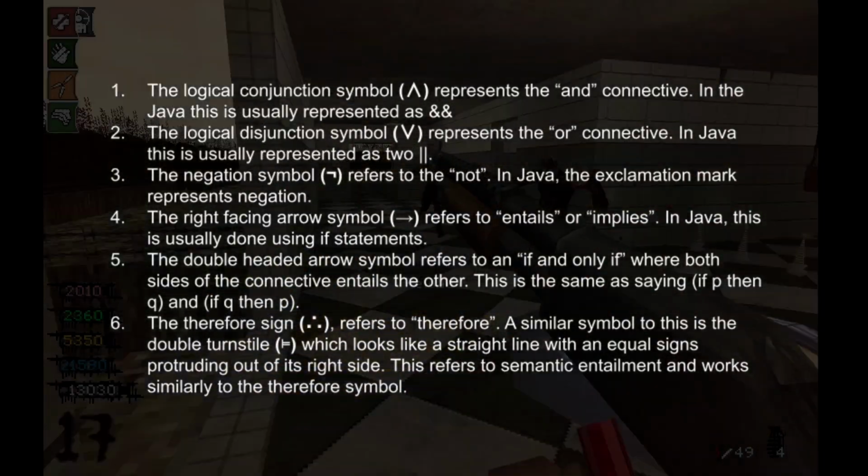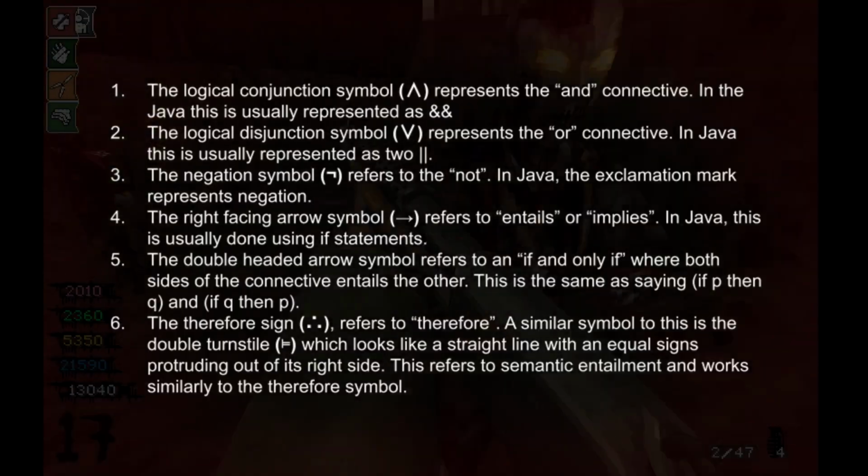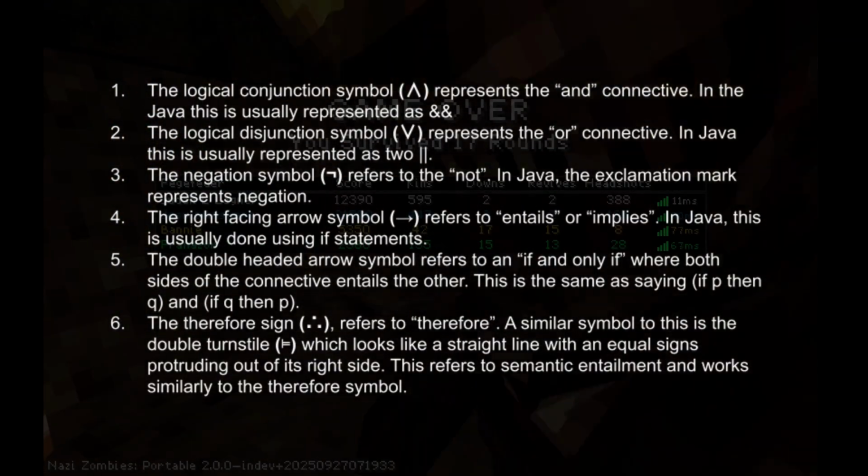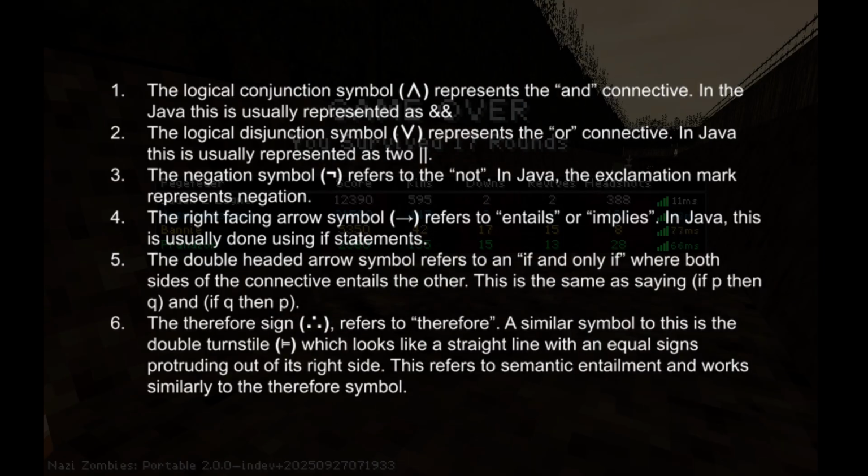Now, likewise, the right-facing arrow statement just means entails. And in Java, we usually use if statements. Like if you have if P, then Q, that's going to be represented with a right-headed arrow. So you would put P, and then you would put the arrow symbol, Q, and that would be if P, then Q.